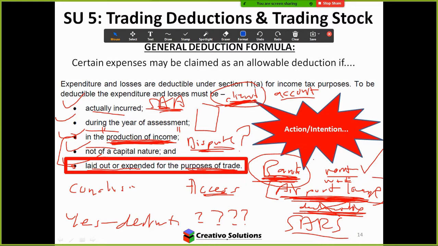So from a tax point of view, it could be questionable whether they can or can't deduct it. It all depends on whether they can motivate it being production of income or expended or laid out for the purposes of a trade. Because banks have become a certain type of business where banks do often provide you with certain benefits. To me, it could be seen as part of the trade.